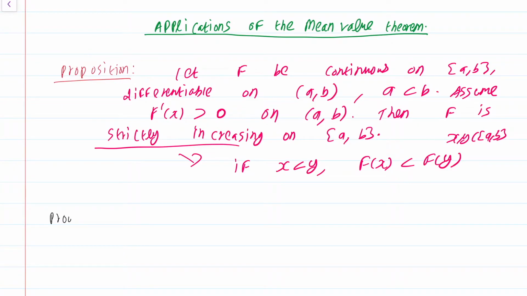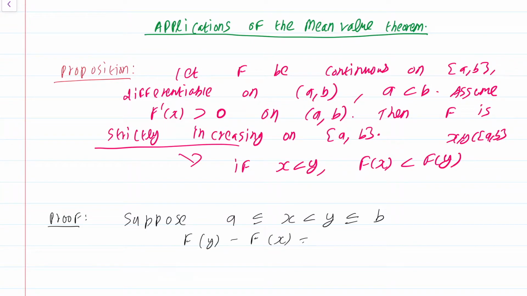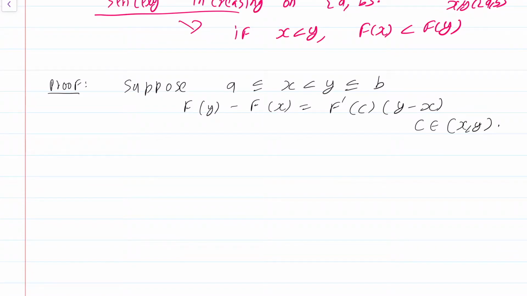Proof. Well, the statement is long and the proof is, I think, maybe even shorter. So suppose a is less than or equal to x, less than y, less than or equal to b. Choose some x, y in the closed interval [a, b]. Then f of y minus f of x is equal to f prime of c times y minus x, where this c is coming from the open interval (x, y). This is just what the mean value theorem says.